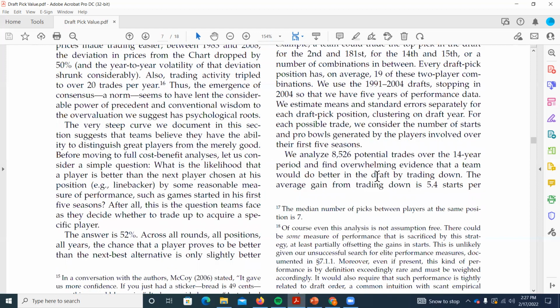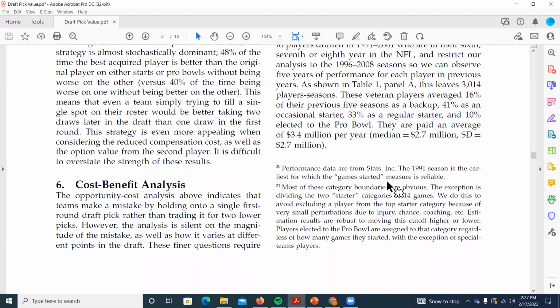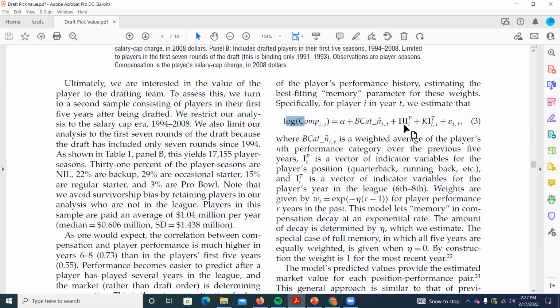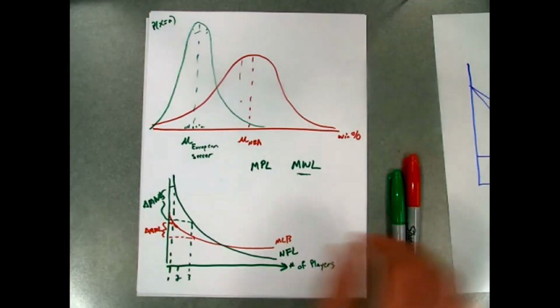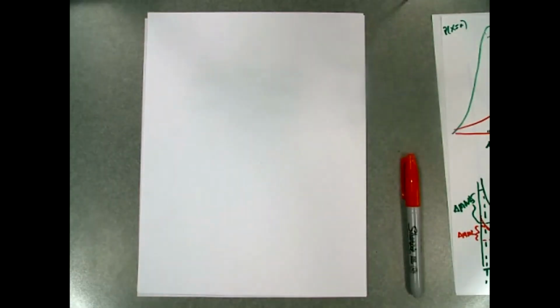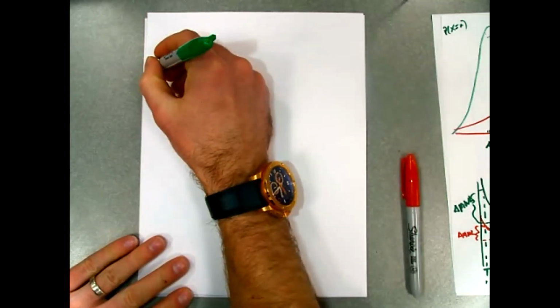I don't think I scrolled past it yet. Yeah, so they're still talking about their data, blah, blah, blah. Here we go. So the first thing they do is they run this regression. I'll write this out more simplistically. But basically we can think about what their main concern was.